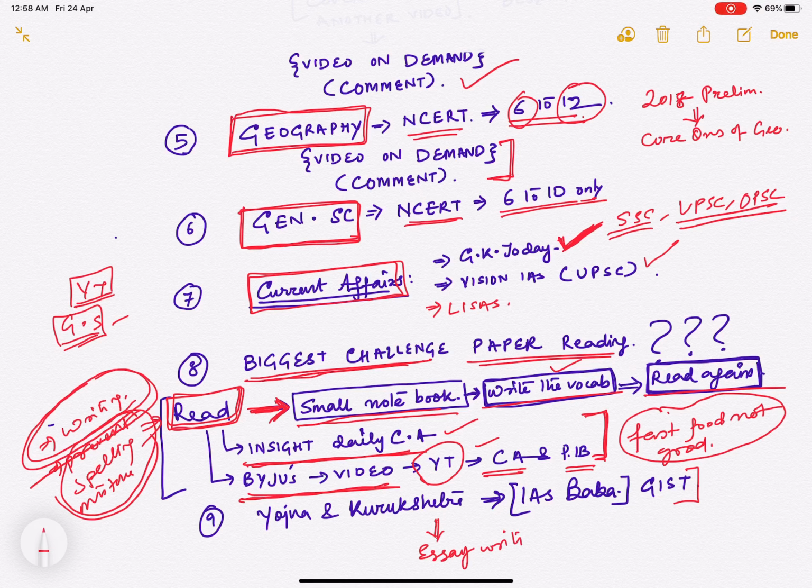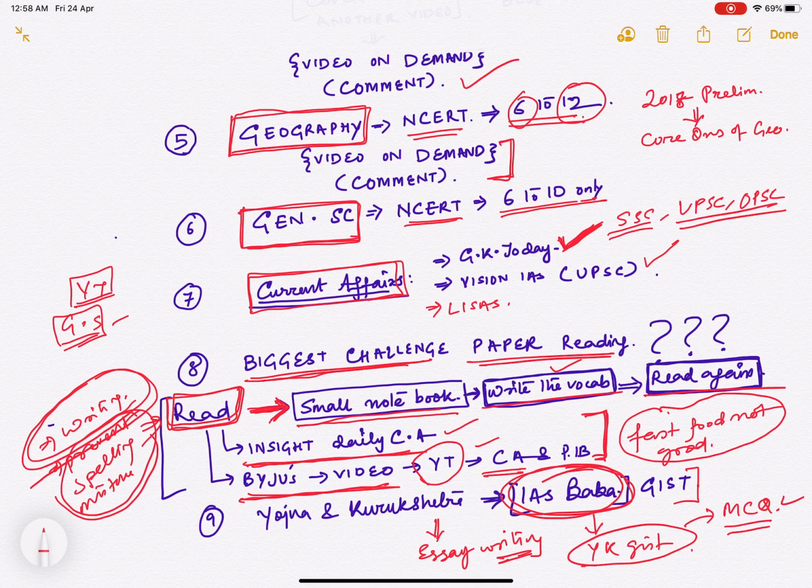It's very helpful. Now, what most of you do is, yes sir, I will buy Yojana and Kurukshetra from the market and that's done. See, in this context, I would say, please follow IS Baba. IS Baba's YK gist is the best. It gives you the gist of Yojana and Kurukshetra along with your MCQs. Now, this is very helpful.